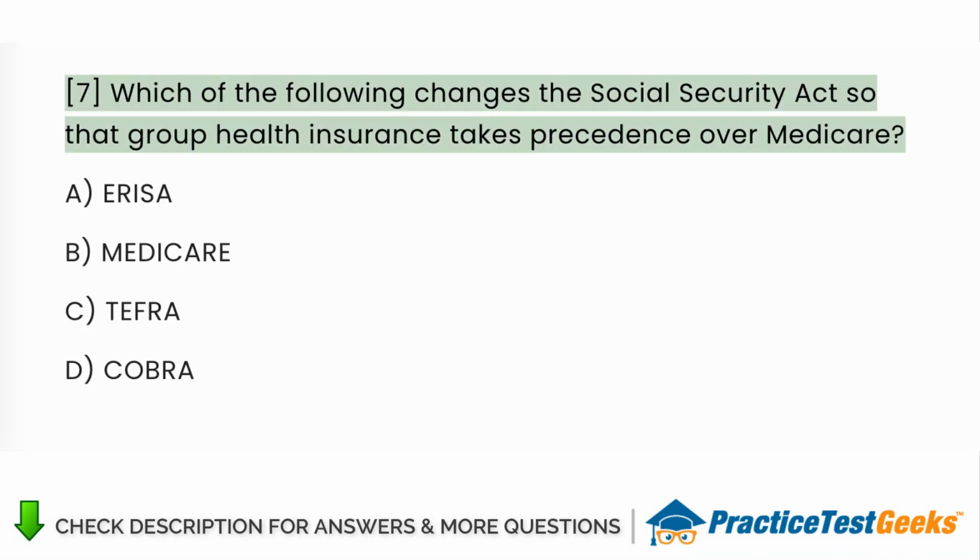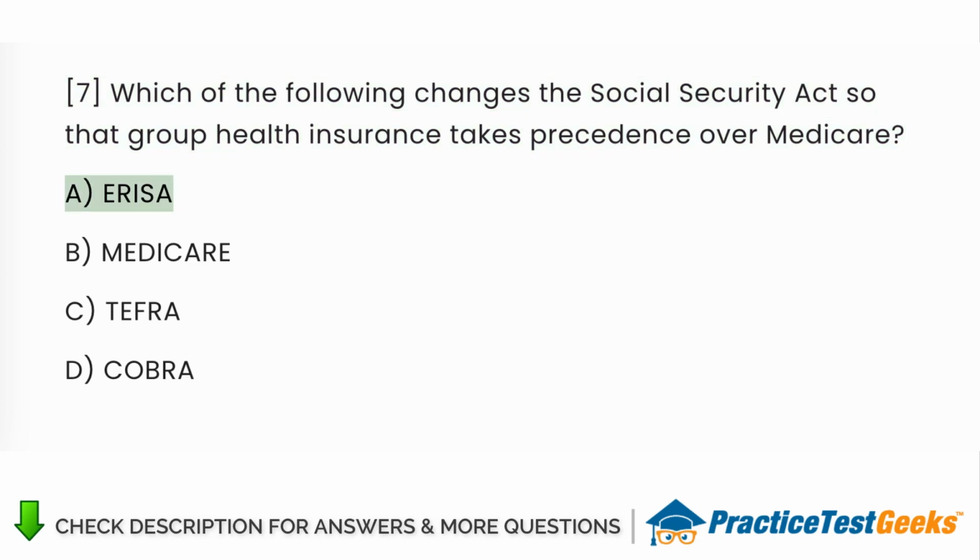Which of the following changes the Social Security Act so that group health insurance takes precedence over Medicare? A. ERISA. B. Medicare. C. TEFRA. D. COBRA.